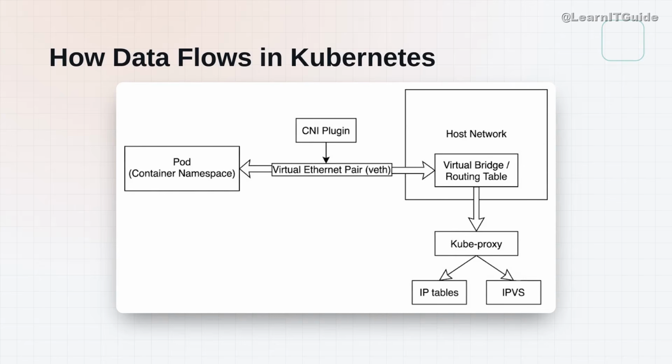So, how does this work internally? It starts with the CNI plugin. When a pod is created, the CNI creates a virtual Ethernet pair. One end sits inside the pod and the other sits on the host network. Now, when a pod sends traffic, it hits the host's virtual bridge or routing table. Kube-proxy then manages the translation. It updates IP tables or IPVS rules to ensure that traffic destined for a service IP is actually routed to the correct pod endpoint. It is a brilliant distributed load balancing act.